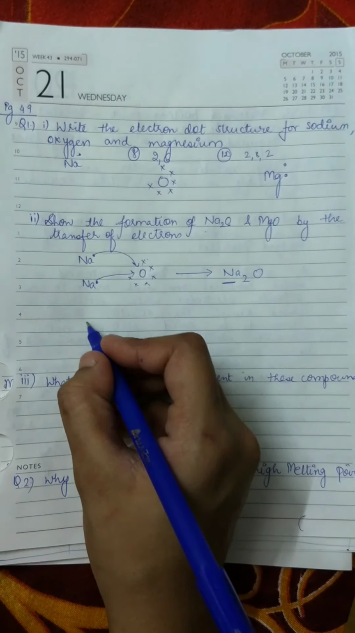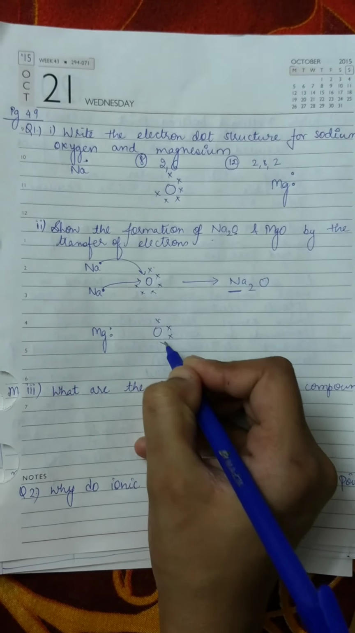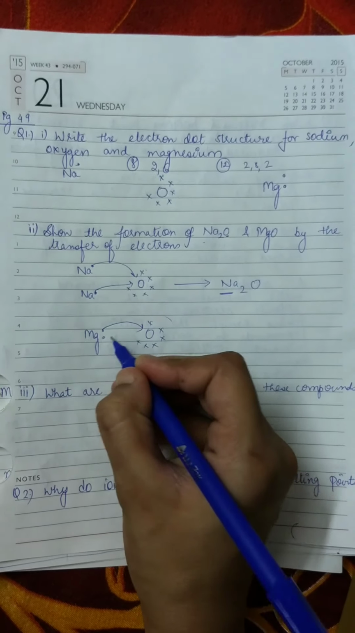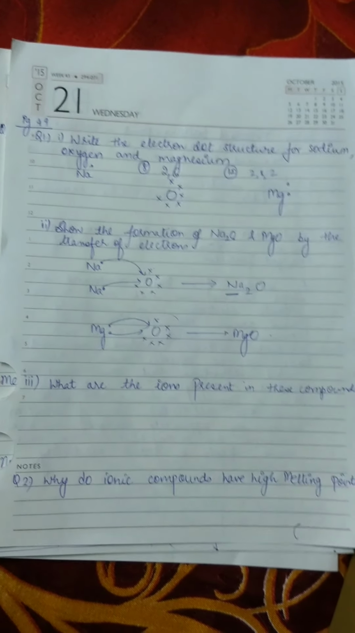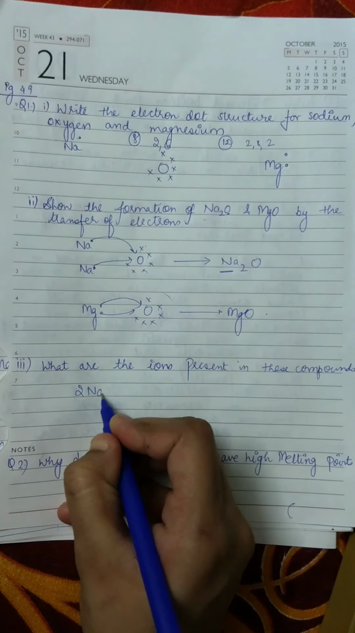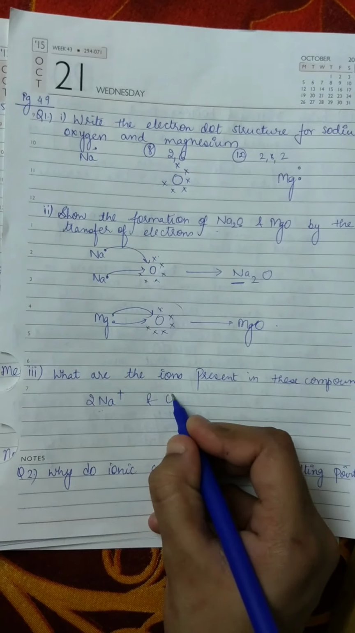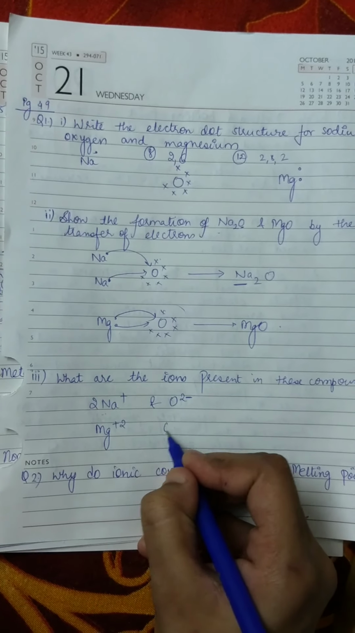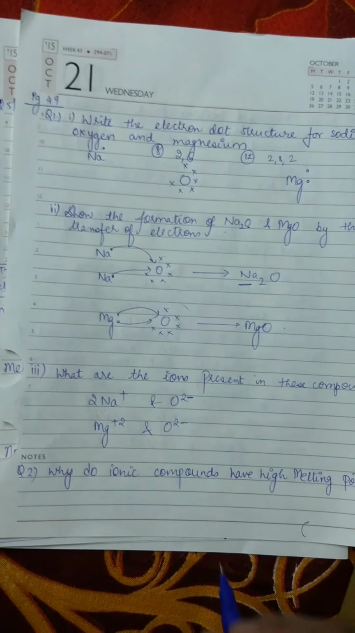Now MgO. Mg has 2 electrons and oxygen has 6: 1, 2, 3, 4, 5, 6. It requires 2 electrons to obtain its octet. So 1 electron and 2 electrons. This becomes MgO. What are the ions present in the compound? See, 2 Na+, because 2 atoms are there, and O2-. And in the second one, Mg2+ and O2-, because oxygen requires 2 electrons and magnesium will lose 2 electrons.